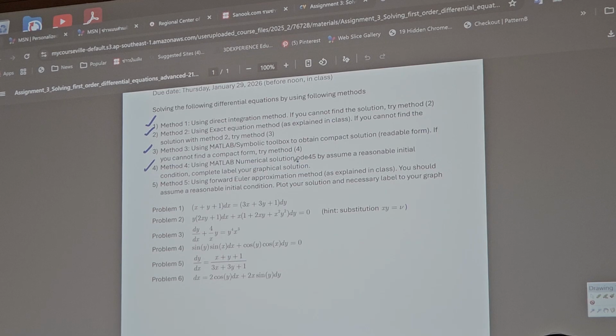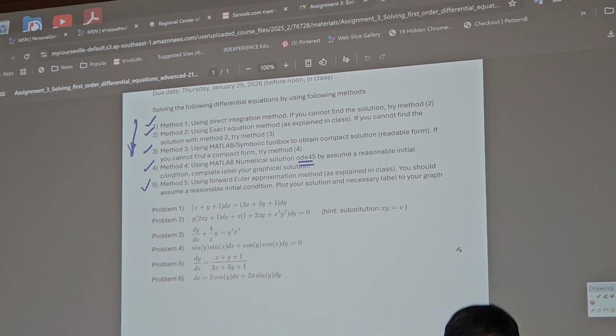Numerical solution by using ODE45. Actually, there are more than this, and you also try forward Euler approximation as explained last week. So for one problem, we only use one of the methods, and you have to follow the order.